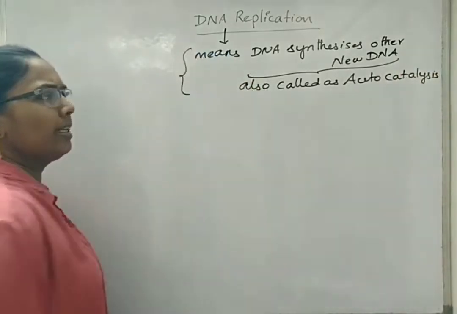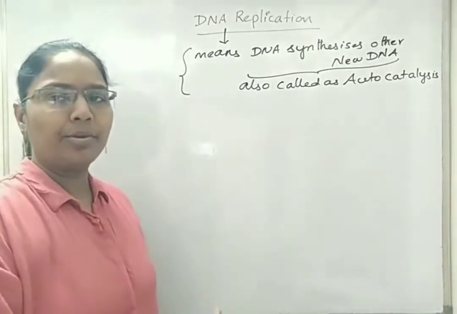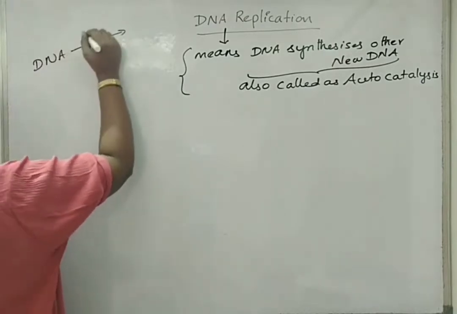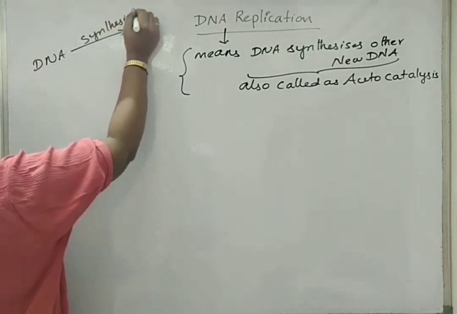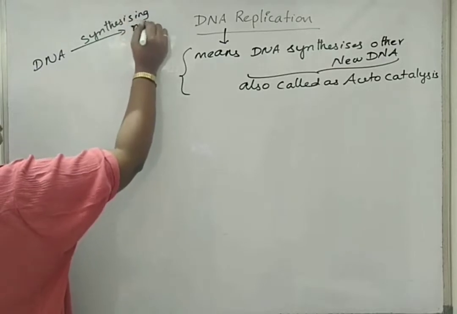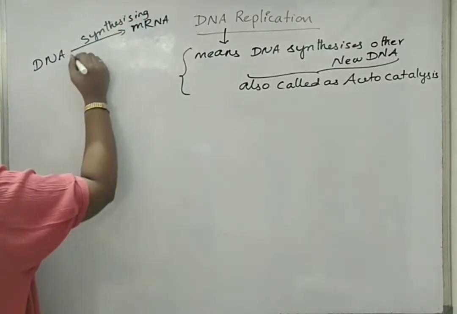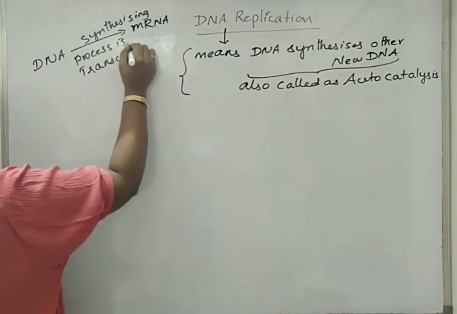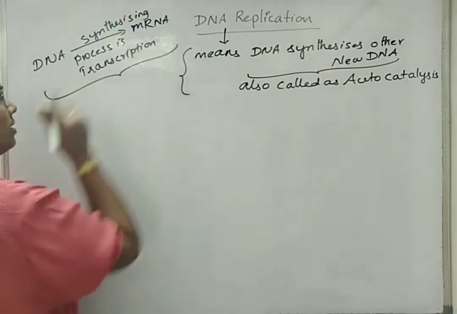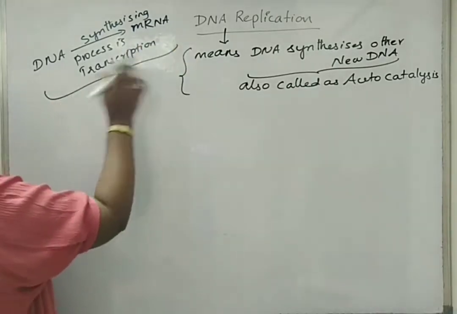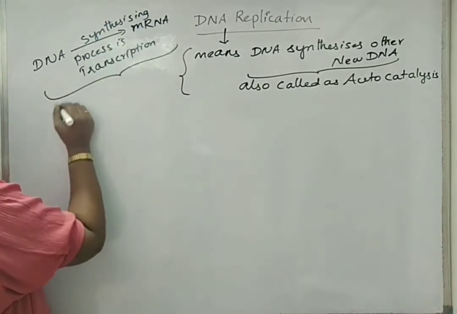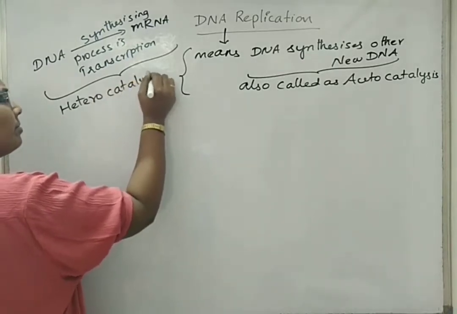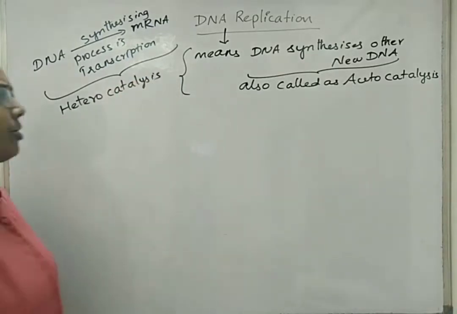Then what is the name for DNA synthesizing the other type of genetic material, that is RNA? DNA synthesizing mRNA or simply RNA, here the process is called transcription. But the total synthesizing of RNA from DNA is called heterocatalysis. Means transcription is also called heterocatalysis.